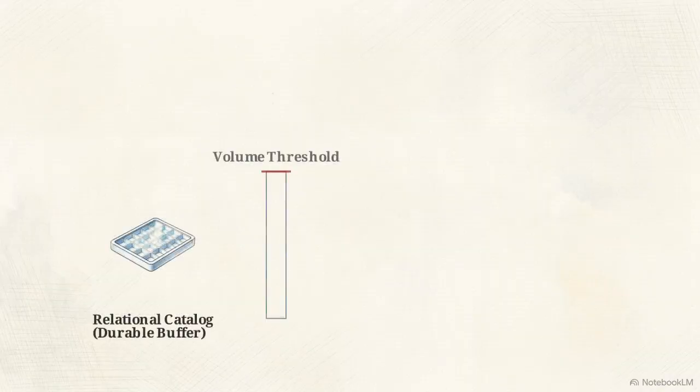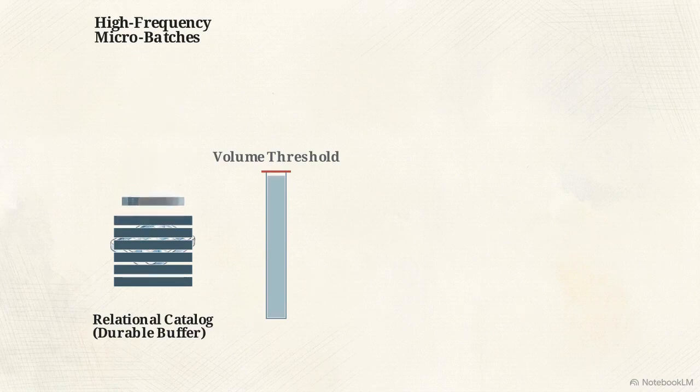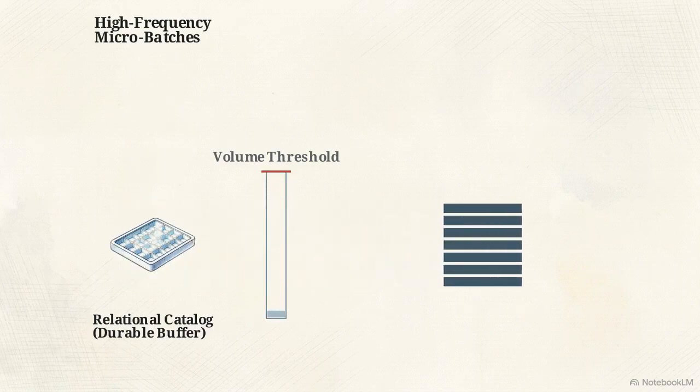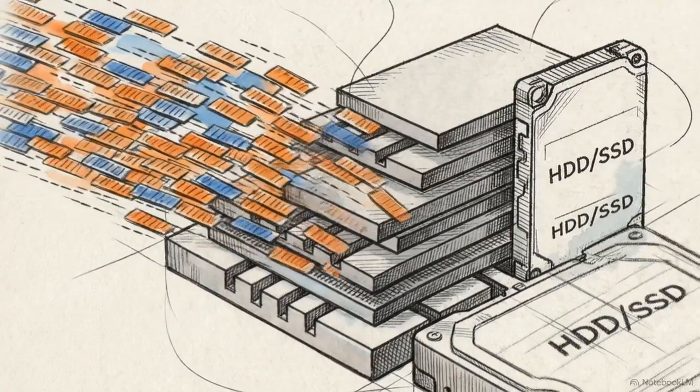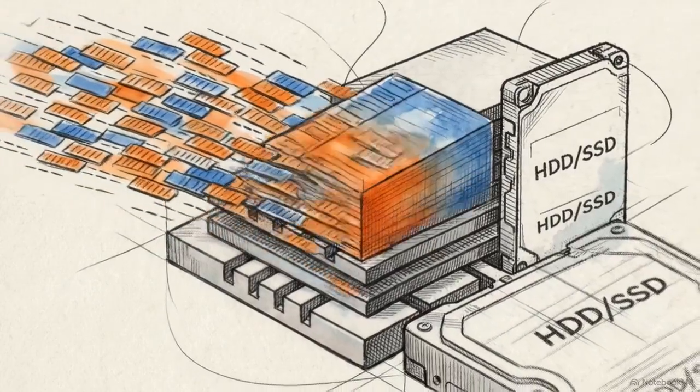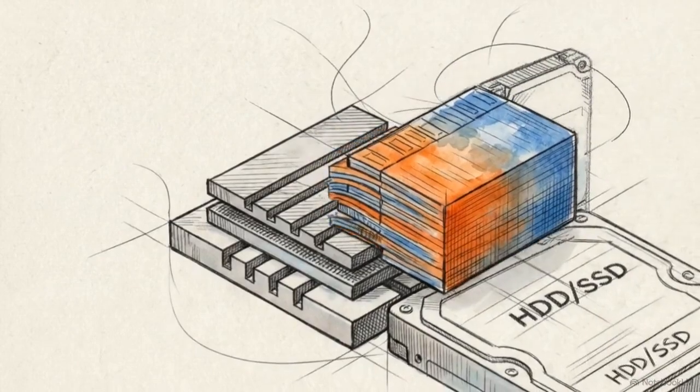Small incoming inserts are intercepted. Instead of spawning tiny Parquet files, these microbatches are buffered directly inside the relational catalog as durable database rows. Once the rows hit a volume threshold, the system automatically flushes them out into a single, perfectly sized Parquet file. Inlining acts as an integrated buffer. It successfully bridges the gap between high-frequency operational streaming and highly optimized analytical storage.